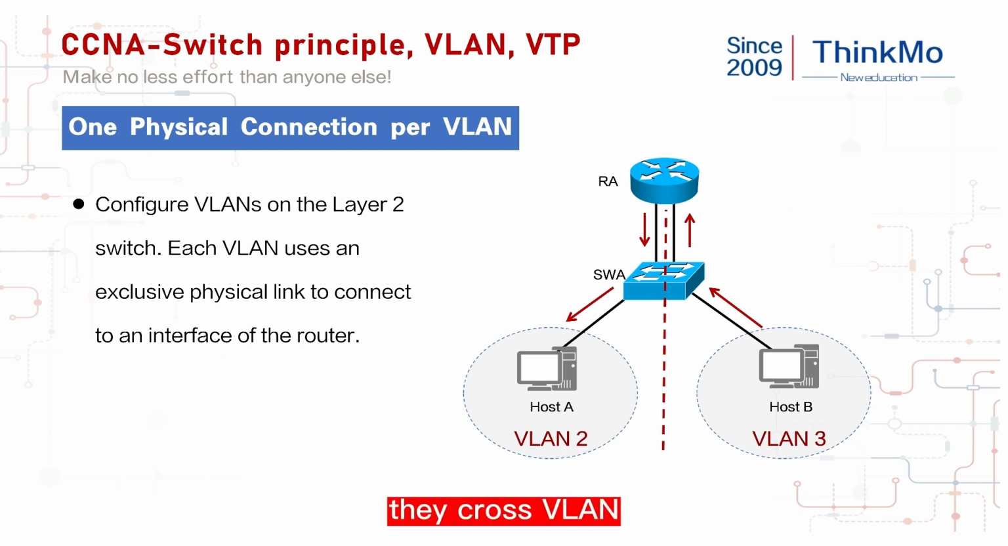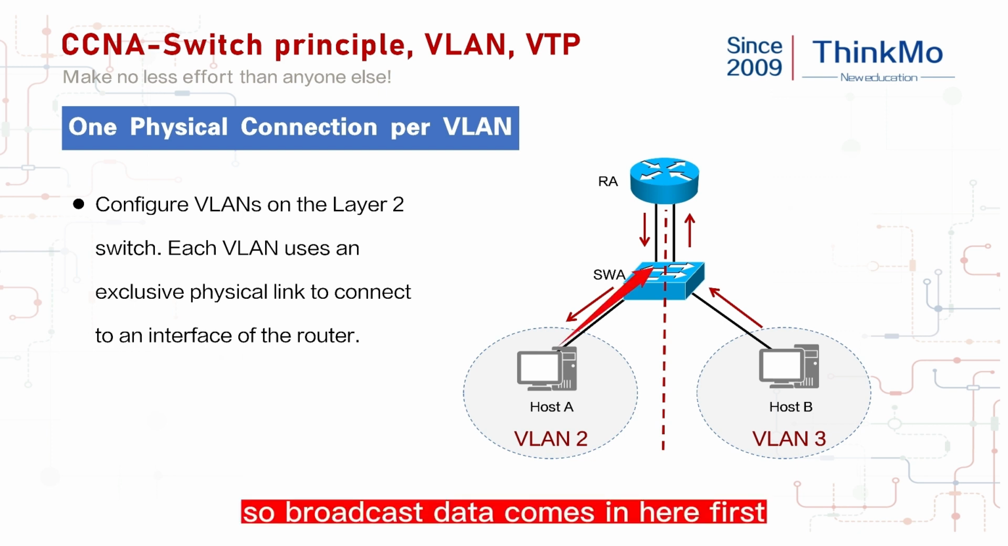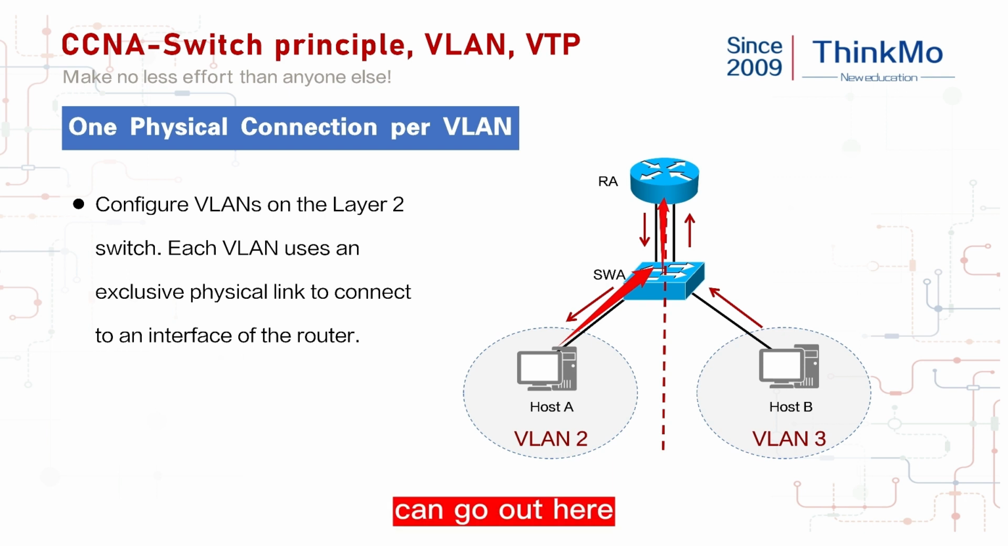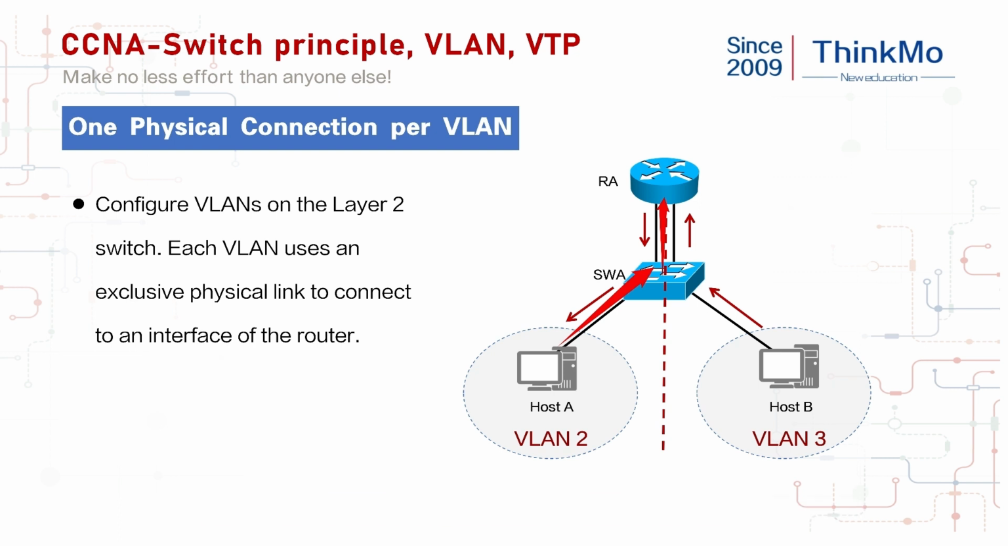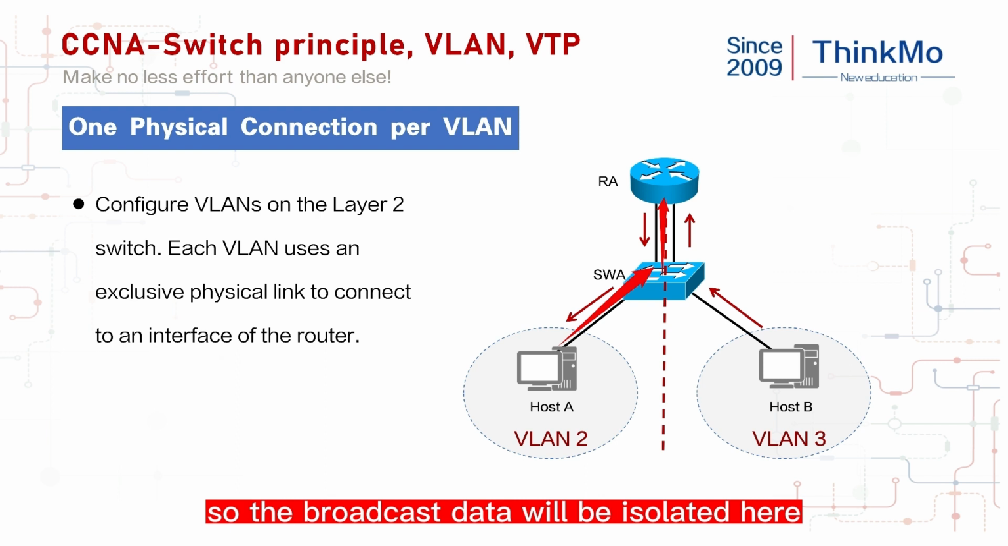They cross VLANs. I can choose a method: configure the access interface on both ends of the switch, with one side being VLAN 2 and the other side being VLAN 3, as different VLANs. Under normal circumstances, if I send broadcast data, it comes in here first, can go out here, and gets to the router interface. The router interface does not forward broadcast traffic, so the broadcast data will be isolated here. So this data can't reach here.